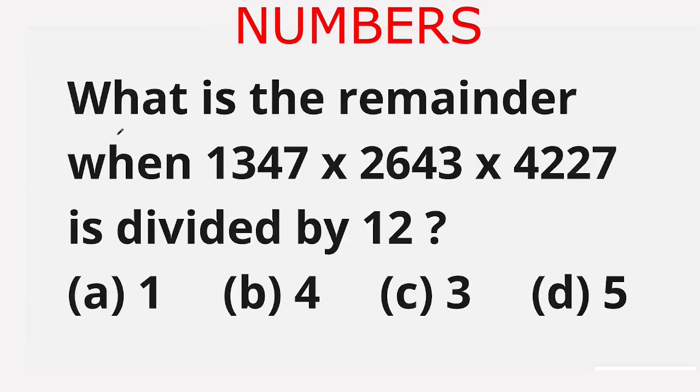Our question is, what is the remainder when 1347 multiplied by 2643 multiplied by 4227 is divided by 12? The given options are option A 1, option B 4, option C 3, option D 5.